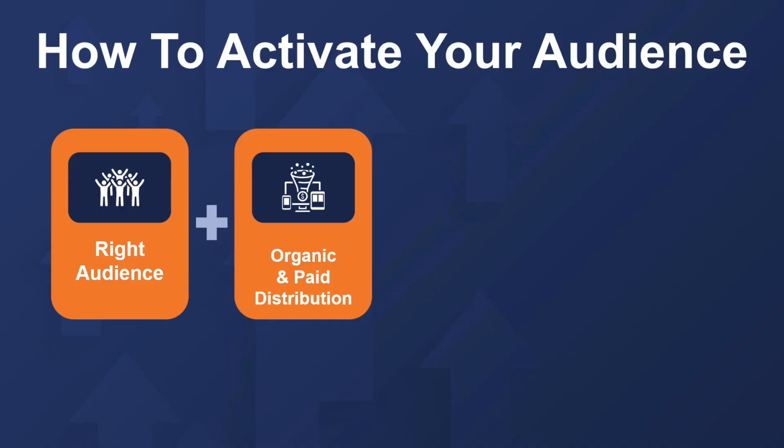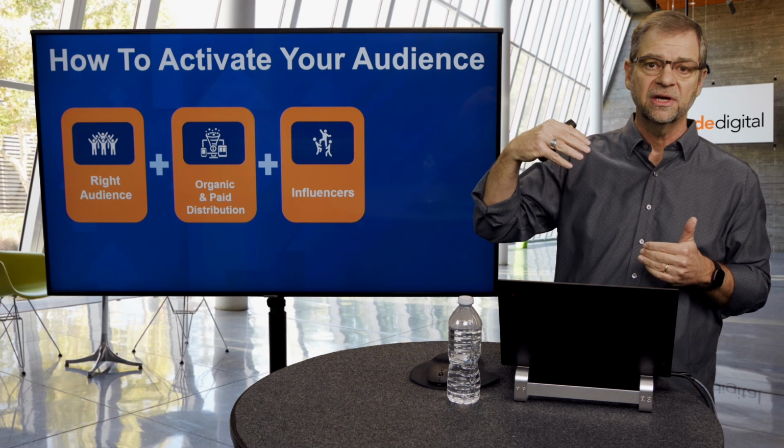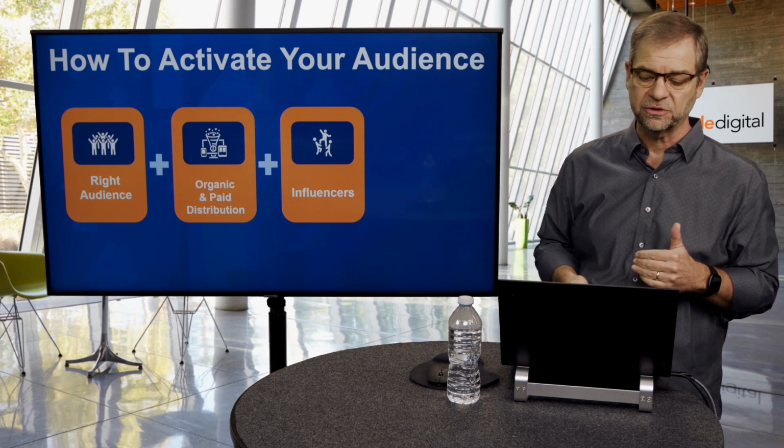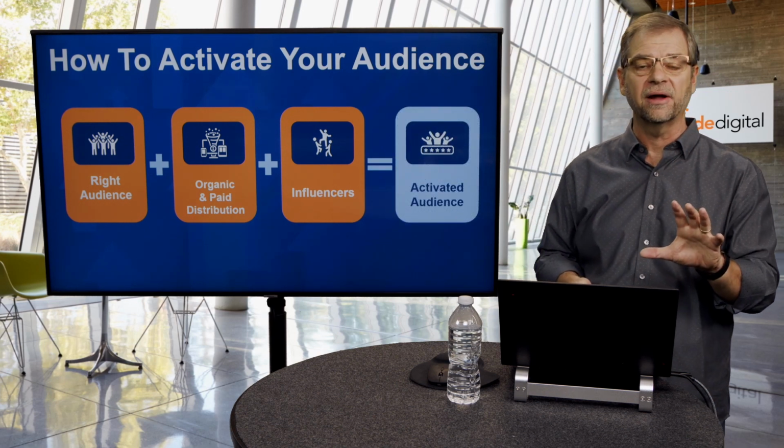From there, we want to add organic and paid distribution, because our goal in demand gen is to get useful information out where our customers go to learn, and we're going to use organic methods and paid methods to accomplish that. And then number 3, we want to make sure that whoever's got their ear, influencers, we've got a way of connecting to them also. When we do those 3 things, we will have an activated audience.